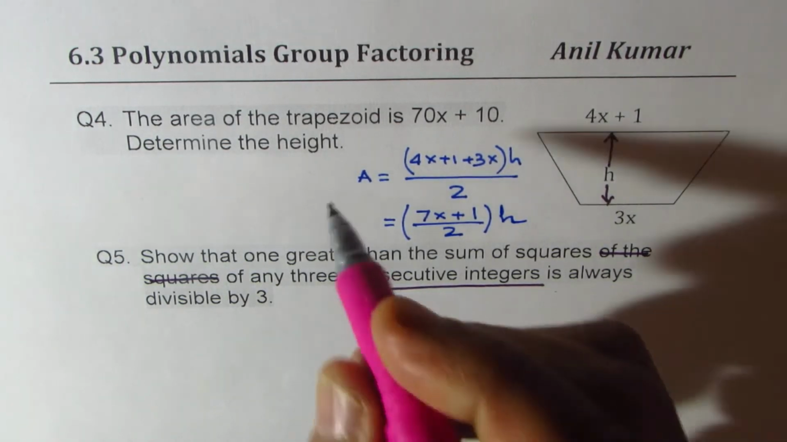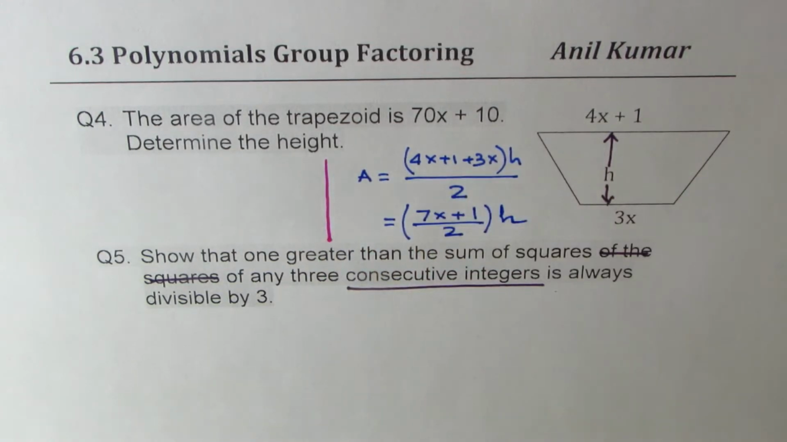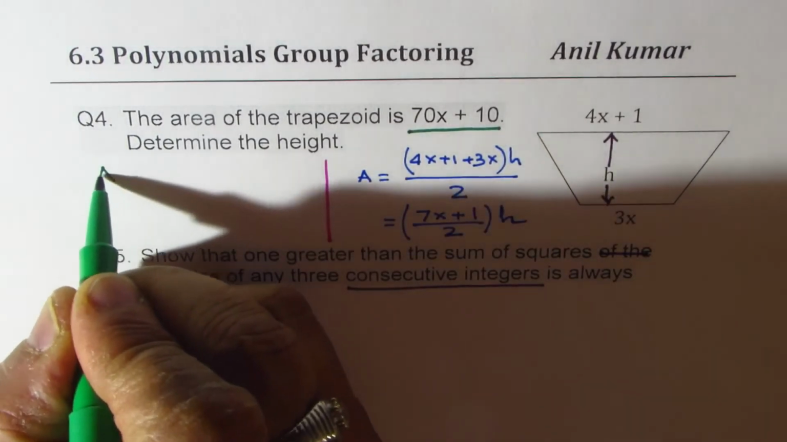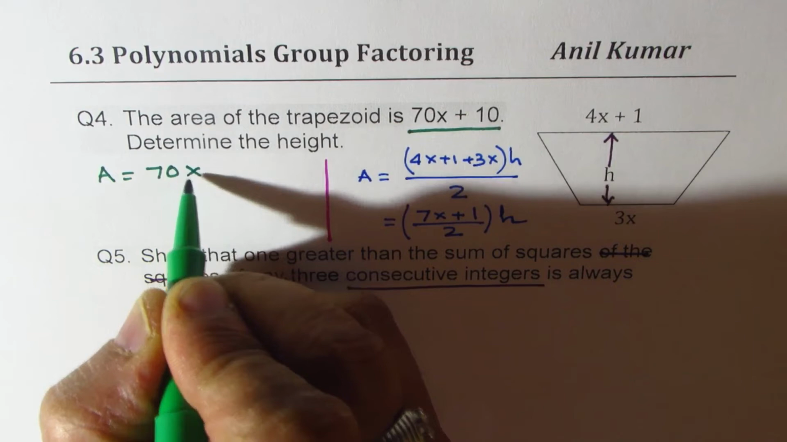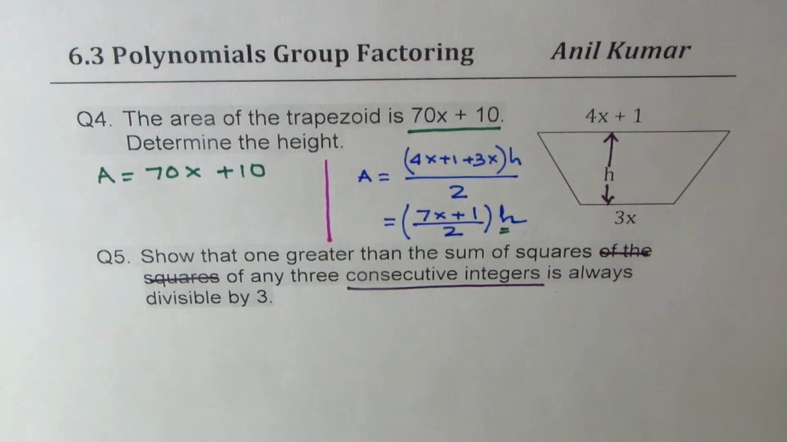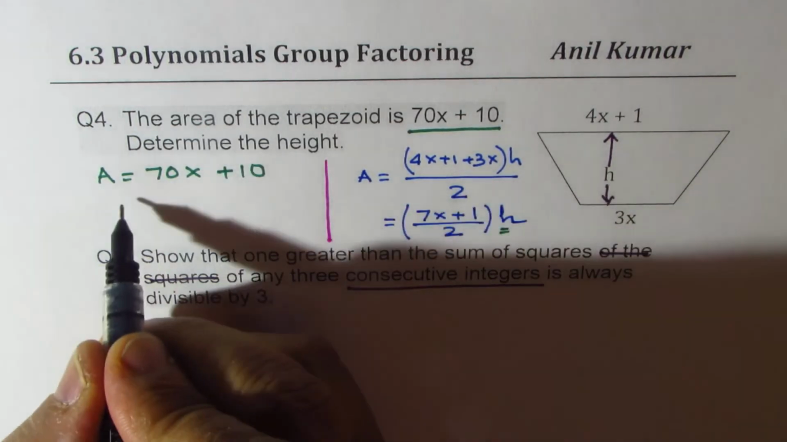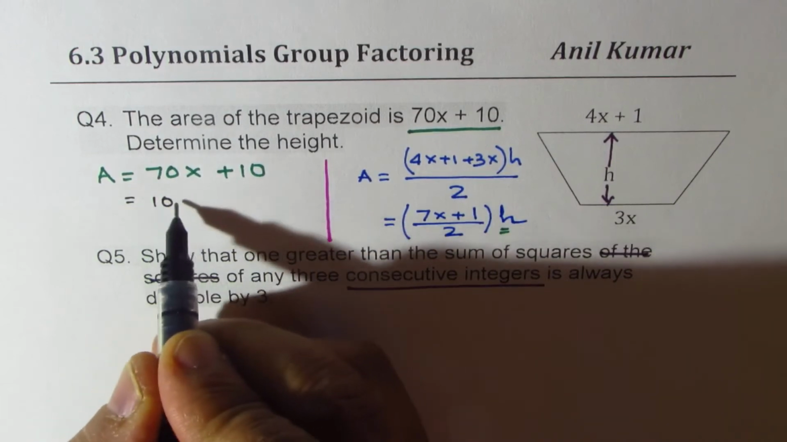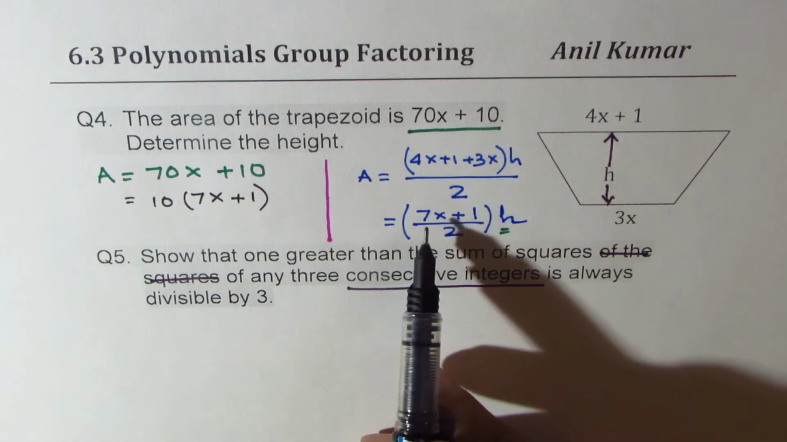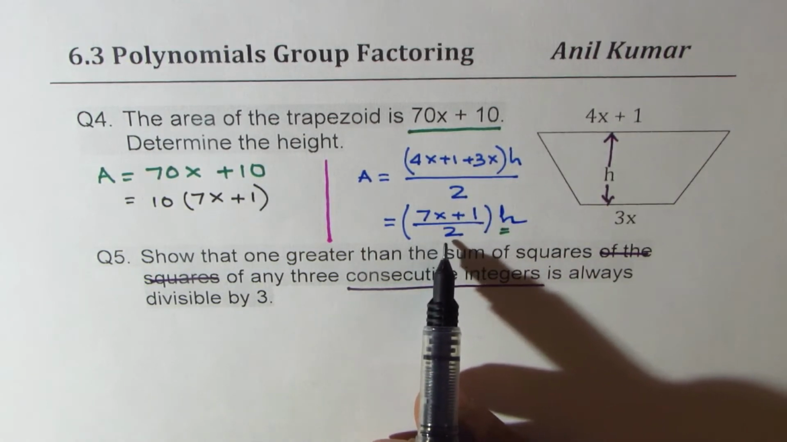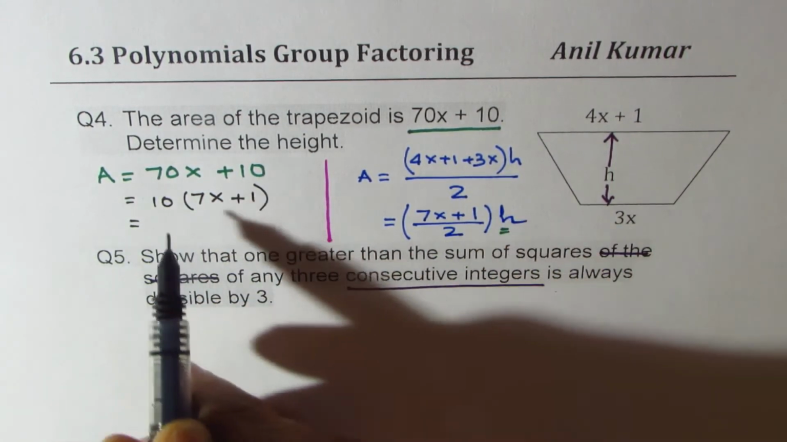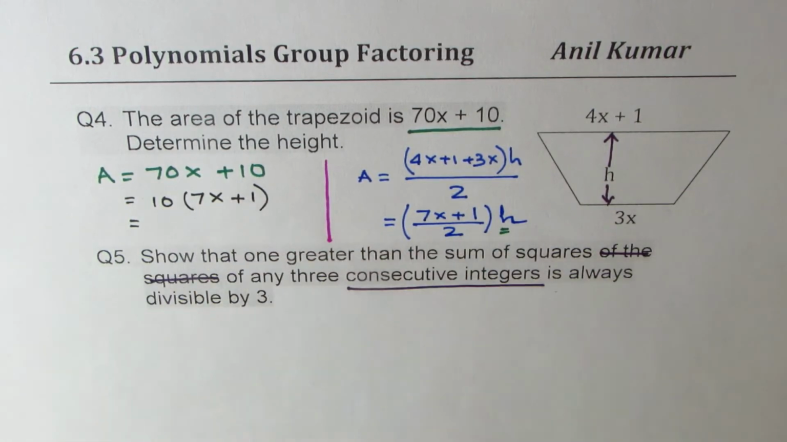Now we are also given that the area of the trapezoid is 70x plus 10. We are given area equals 70x plus 10, and we need to find what the height is. How are you going to do it? Well, let's factor. You can factor 10 out, so we get 10 times (7x plus 1). Now if you compare, we have (7x plus 1) divided by 2 times height.